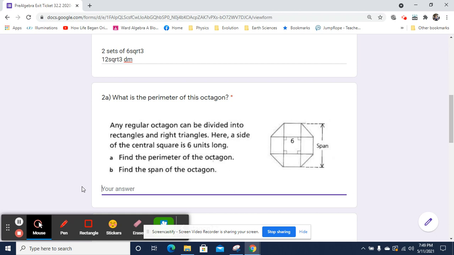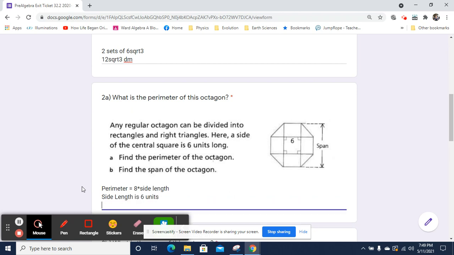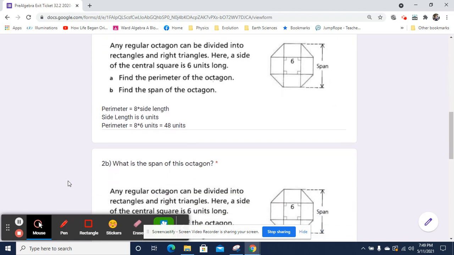Okay, the perimeter is 8 times the side length, and the side length is 6 units. So perimeter equals 8 times 6 units, so that's going to be 48 units. That's fairly straightforward. Let's take a look at the span.